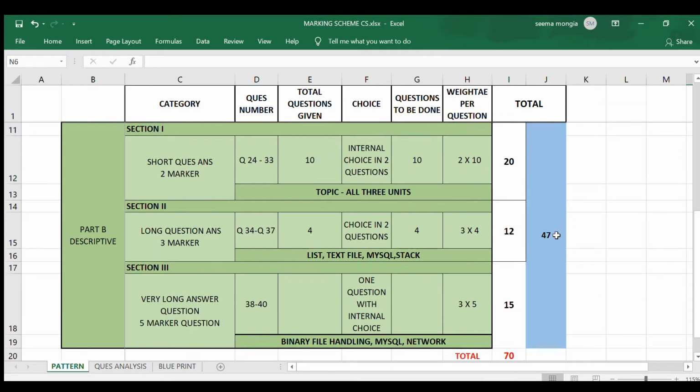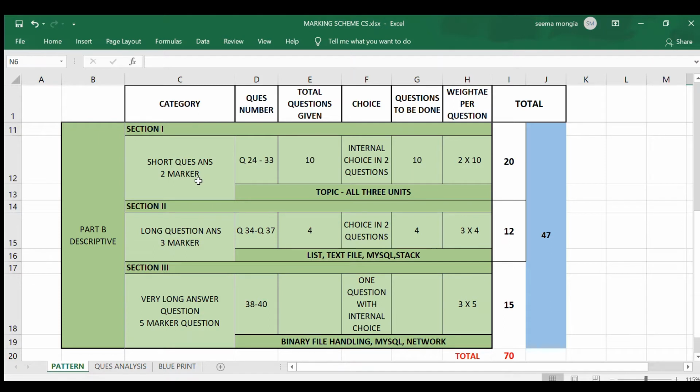Part B is a descriptive paper which will be of 3 sections. Now 3 sections are divided according to the marks. Section 1 in part B will be 2-marker questions. Section 2 will be 3-marker questions, and section 3 will be 5-marker questions.